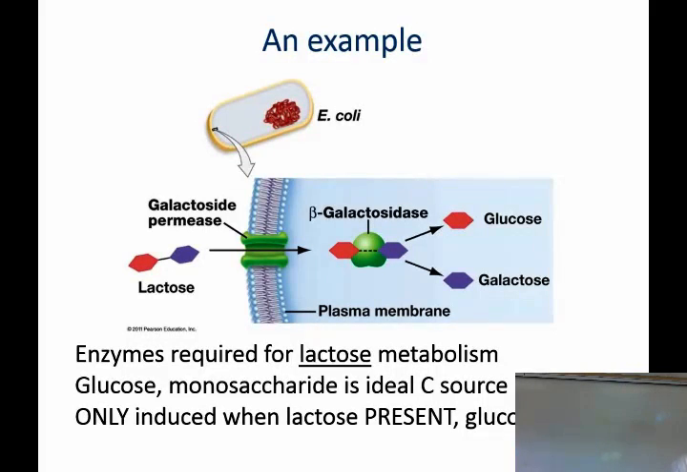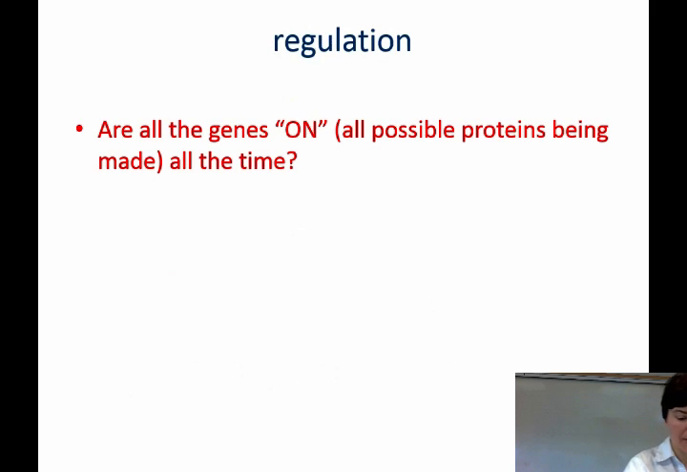There are special enzymes that are required for lactose metabolism. One of them is beta-galactosidase that chops the disaccharide. And so that enzyme's only made if A, lactose is around, and B, glucose is not around, outside in the environment.